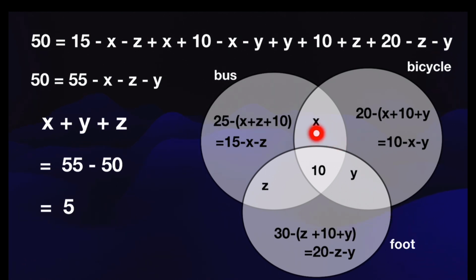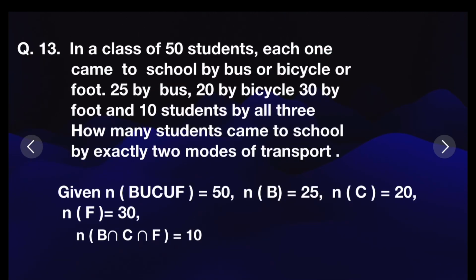So what is x actually? The number of students who come only by bus and bicycle, not by foot. y is those students who come only by cycle and foot. So these values are the total number of students who come by exactly two modes of transport. So x plus y plus z is our answer, that is 5. See the question: how many students came to school by exactly two modes of transport?